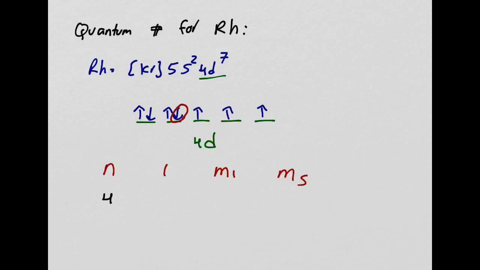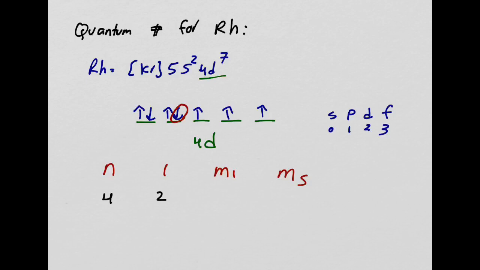What is my L? My L is D, right? If you remember, we said since quantum numbers have to be numbers, we have to assign a number to all the orbitals. S is 0, P is 1, D is 2, and F is 3. So this one is D, and D would be 2.